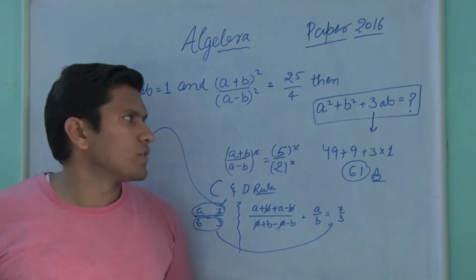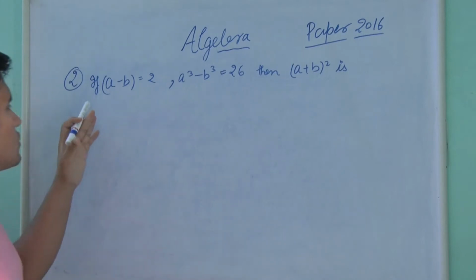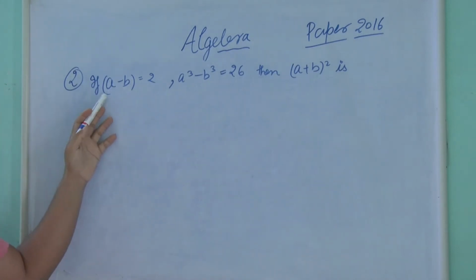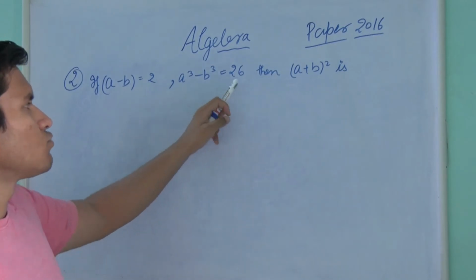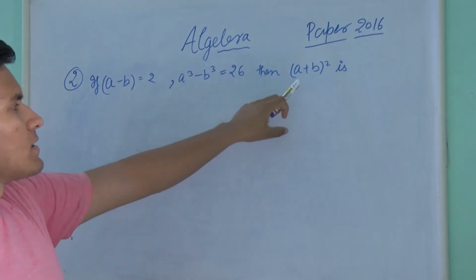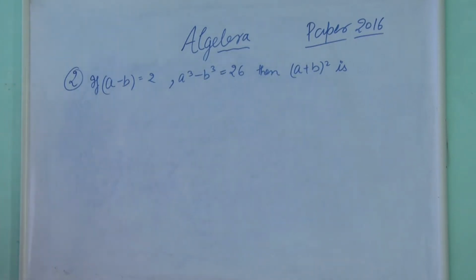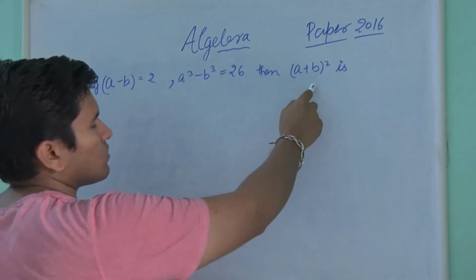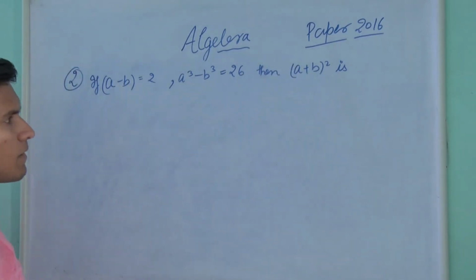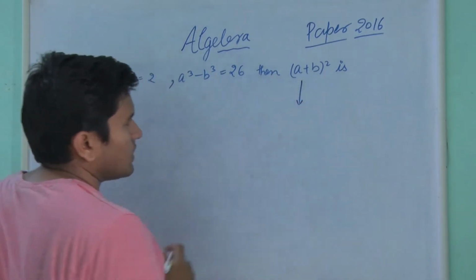So let's go with question number 2. In this question we are given a minus b equals 2 and a cube minus b cube equals 26. Then we have to find the value of (a plus b) whole square. Keeping in mind that a minus b is given and we have to find (a plus b) whole square, we have discussed the modification of this in the previous video.